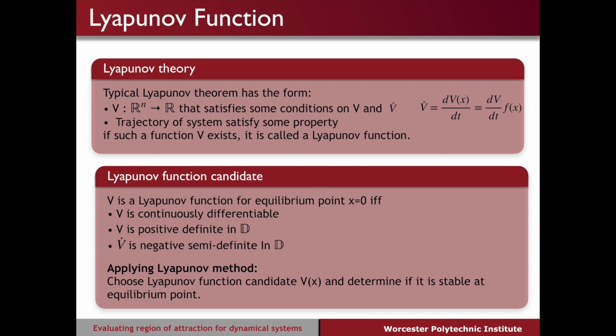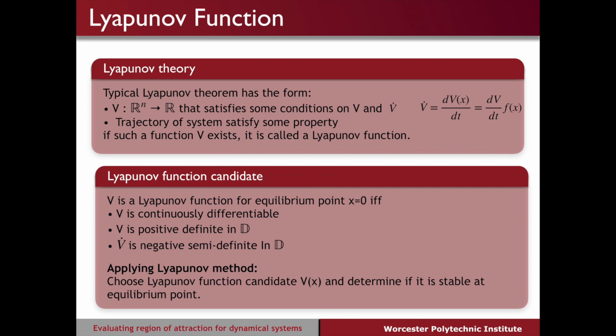V is positive definite. That means if x is 0, then V has to be 0, and when x is non-zero, then V has to be strictly positive. V dot is negative semi-definite, which means if x is 0, then the derivative of V should be 0, and smaller than or equal to 0 everywhere else in the domain D. This is important as it emphasizes the energy function decreases along the system trajectory. To apply the Lyapunov direct method, we choose a Lyapunov candidate. Then we determine if the function is a Lyapunov function for the equilibrium point. This is done by validating these above conditions.